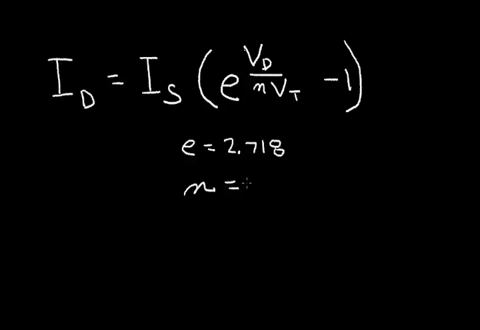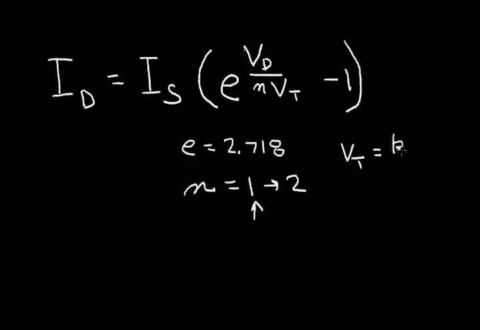Now, the N term is between 1 and 2. It's called the quality factor. There are other names for it, but for our typical silicon diode, I think N usually comes out a little closer to 1.